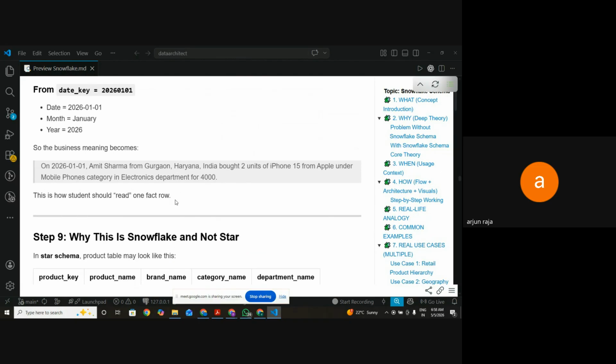So the business meaning becomes: on so and so date, Amit Sharma from Gurgaon, Haryana, country India, bought 2 units of iPhone, Apple brand under the mobile phone category in the electronics department for 4,000.